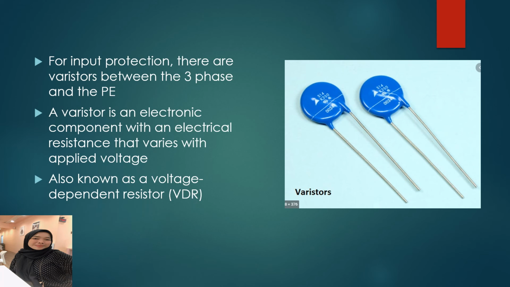For input protection, there are varistors between the three phases and the PE. A varistor is an electronic component with an electrical resistance that varies with applied voltage. The varistor is also known as a voltage dependent resistor (VDR). The varistor has non-linear, non-ohmic current-voltage characteristics that are similar to those of a diode. The term is only used for non-ohmic variable resistors.